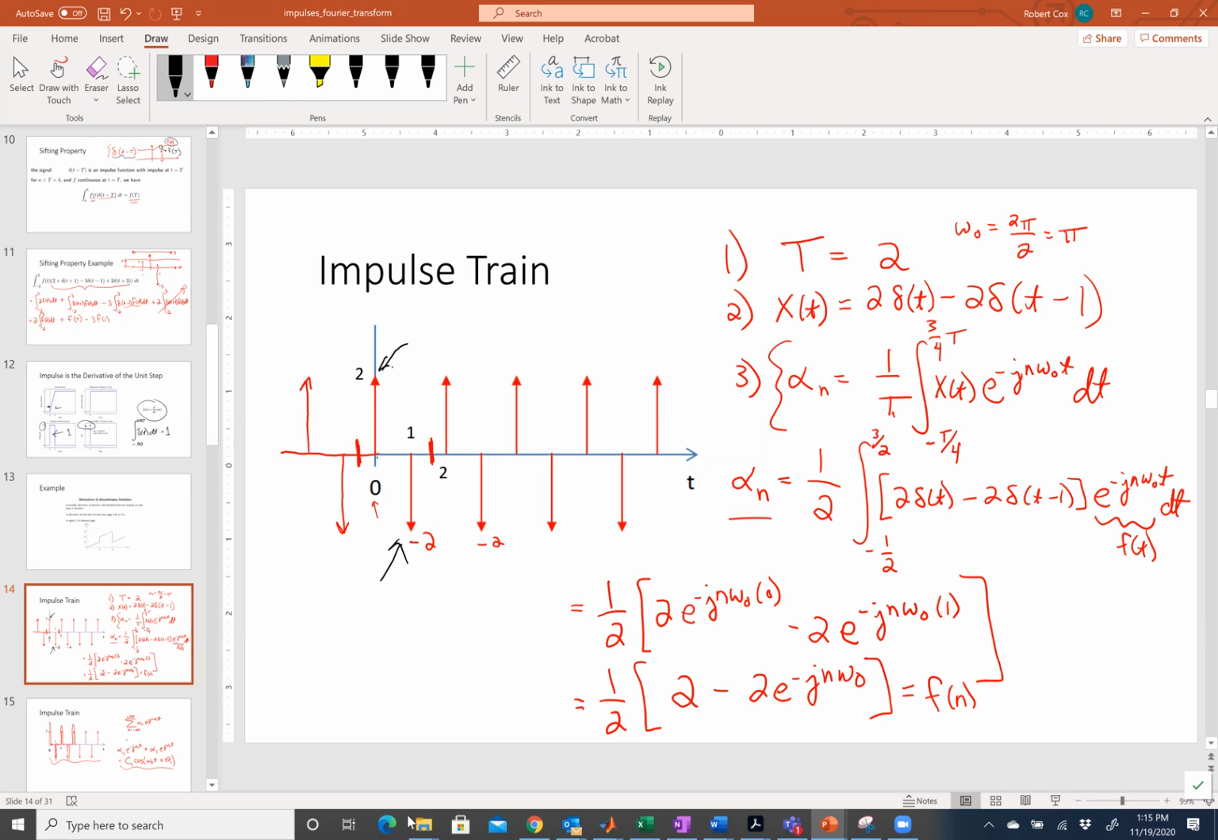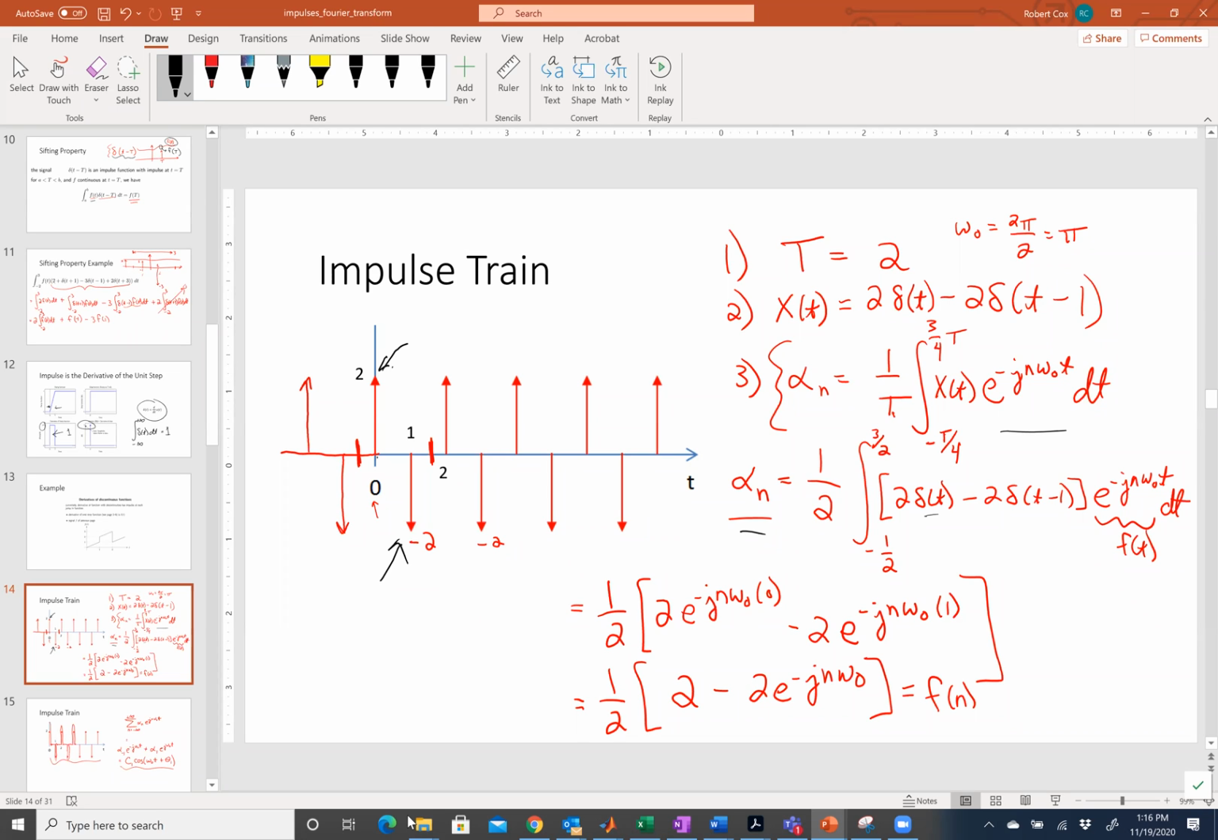And the nice thing about it, let's take a look here at my alpha n integral that I've got written right here. Okay, so I set it up basically using what I wrote right above it. And then I used that sifting property. And that's the thing I wanted to talk about real quick, right? So what I have is 2 delta of t times e to the negative j n omega naught t minus 2 delta t minus 1 times e to the negative j n omega naught t, right? That basically looks like, to me, I have an impulse times a function f of t, right? That's what's written out there. The function f of t in this case is that e to the negative j n omega naught t, right?